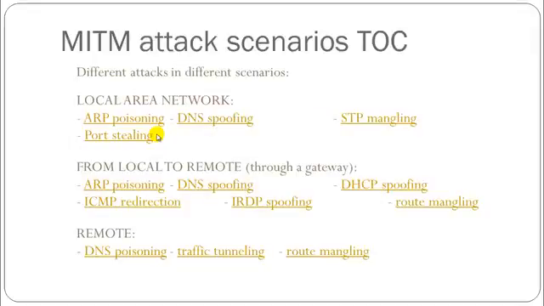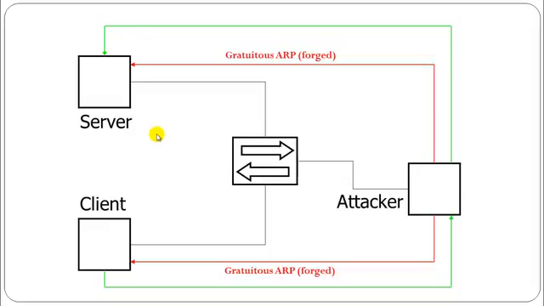And then we have through a gateway from a local machine to a remote machine. They're doing the same thing again: ARP poisoning, DNS spoofing, DHCP spoofing, ICMP redirection, IRDP spoofing, and route mangling. And finally, once we have remote access, we can again do DNS poisoning, traffic tunneling, and route mangling. So I will be teaching you some of these today, and I'll let you know how exactly they work. We will start today with ARP poisoning.